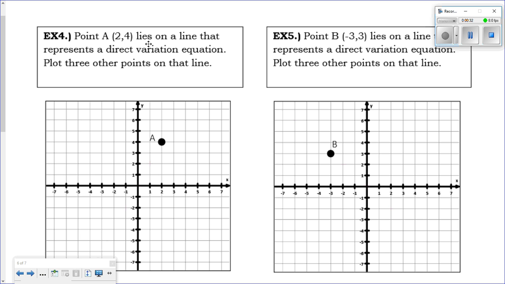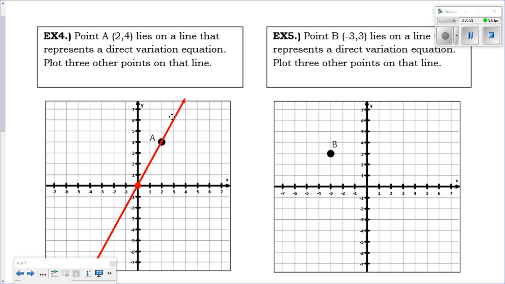So what we're going to do is we're given one point of the direct variation, and the example asks you to plot 3 other points on that line. So let's start with, we know it needs to be a straight line, and we know 2 points can make a straight line. So I'm actually going to start by plotting 0, 0, and then I can take my ruler and connect those 2 points and draw a straight line.